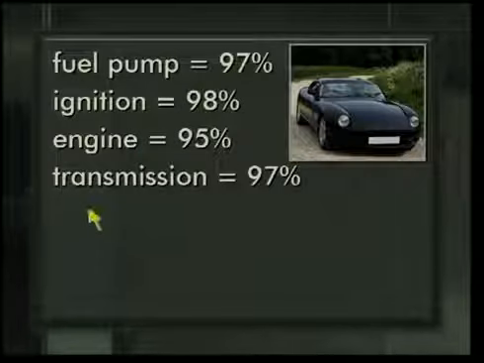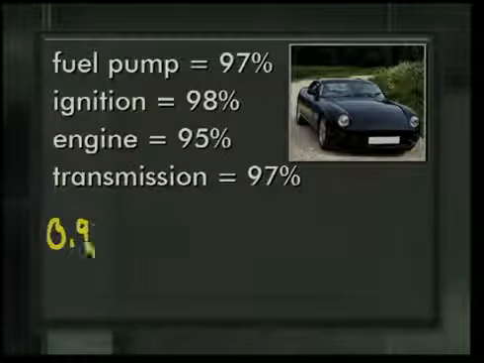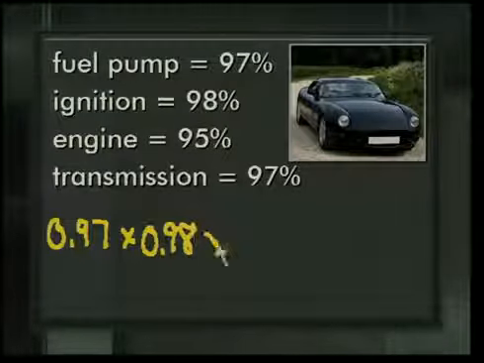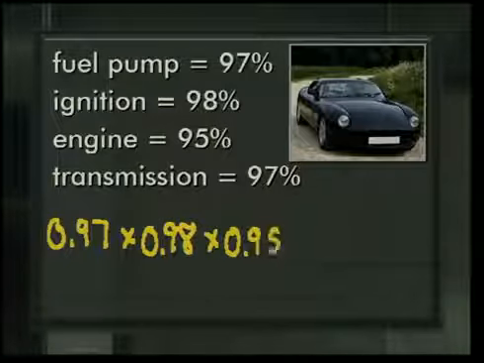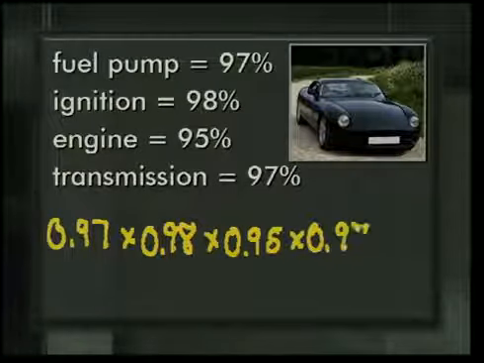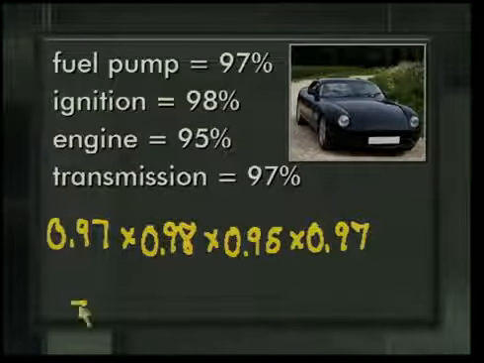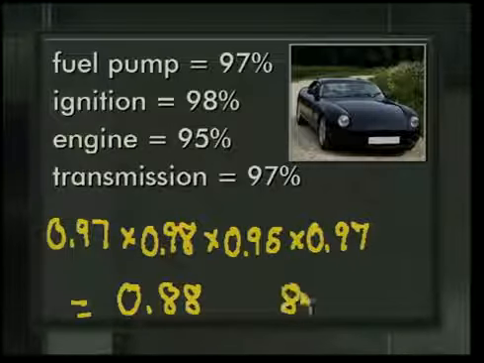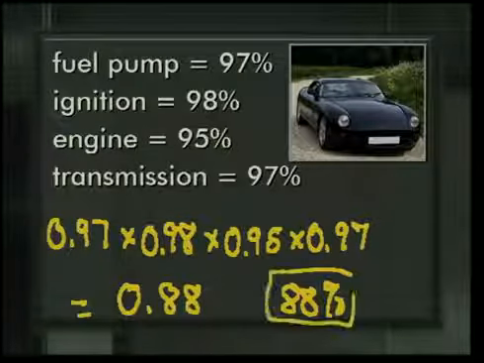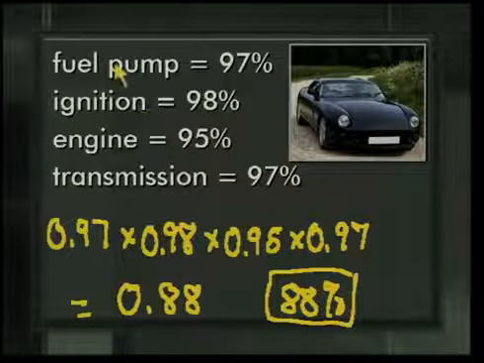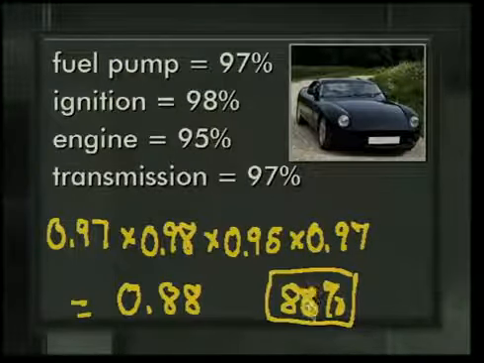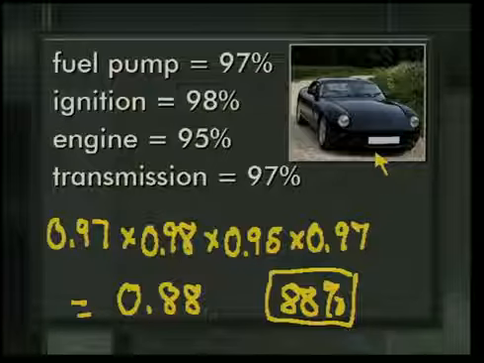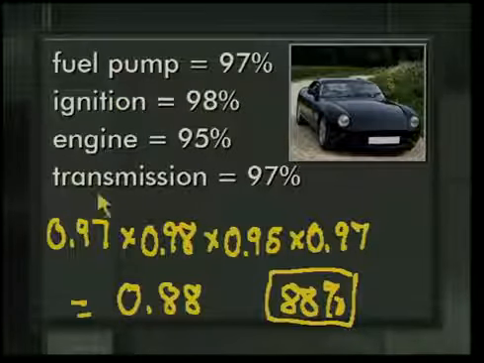then I need to multiply, and I'll put it as a decimal, 0.97 times 0.98 times 0.95 times 0.97. And I multiply that all together, and I get about 0.88, or 88% reliability. So in what I stated at the beginning, that will mean that 88 out of 100 times, or 88 out of 100 of these cars, would run the 50,000 miles without any of these failures.